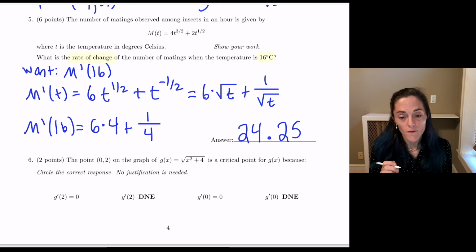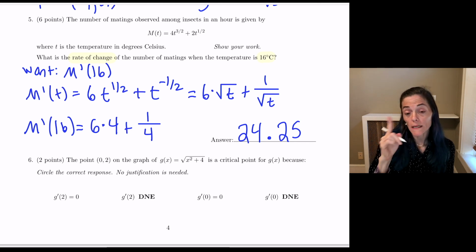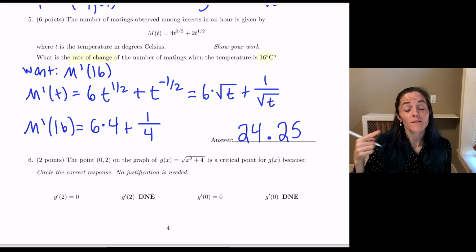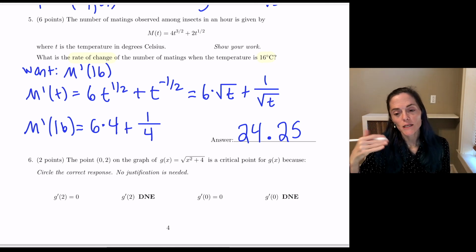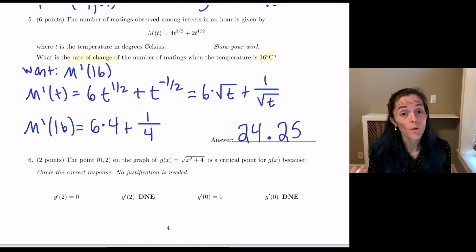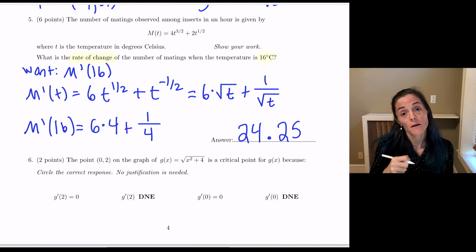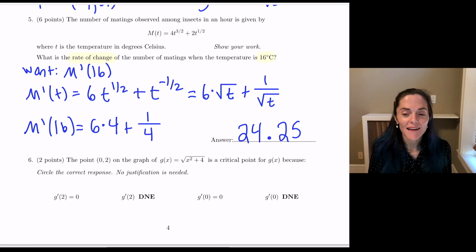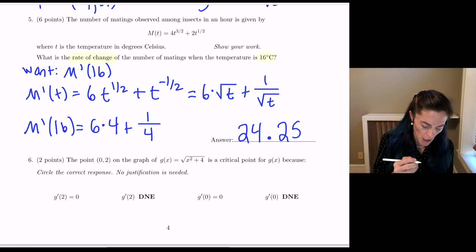Okay, I love this next question. You notice we also have a square root here, but the point 0, 2 on the graph of g of x is the square root of x squared plus 4 is a critical point for g of x because, no justification needed. Well, if you have a graphing calculator that you're using during the test, you can graph it and make your decision. But I'm doing this without a calculator, so I will just take the derivative and see what happens.